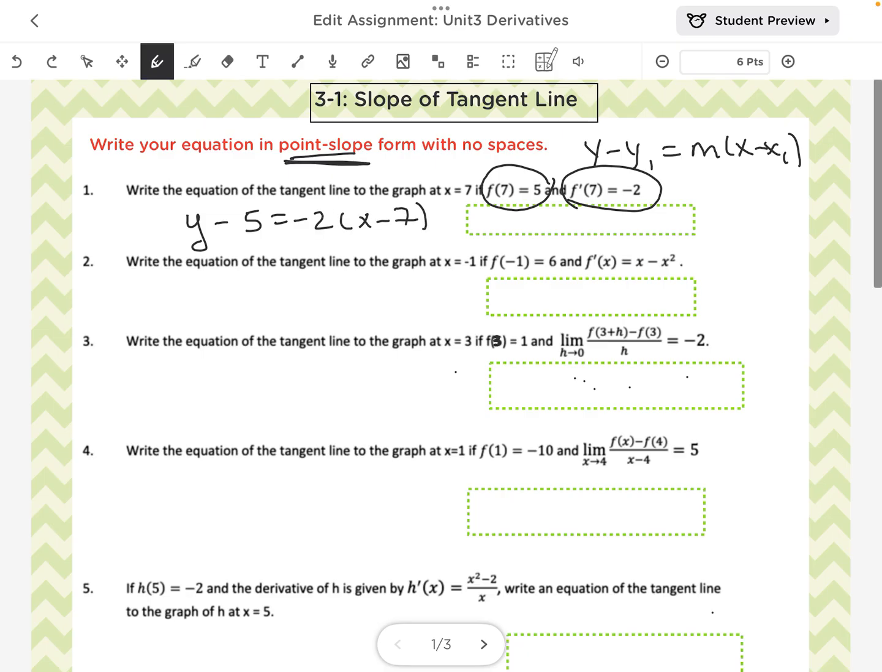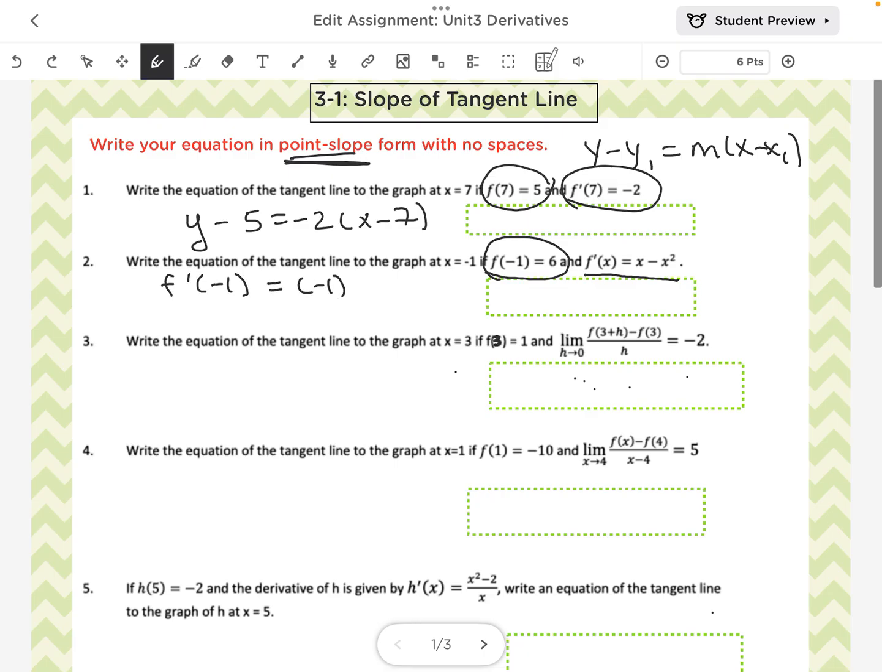Okay, next one. Write the equation of the tangent line at x equals 1. Again, they are giving me my point. The point that they're giving me is negative 1 comma 6. And they are giving me the slope, but in terms of x. I need to know what happens at x equals negative 1. So I just need to figure out what the slope, or the derivative, is at negative 1.